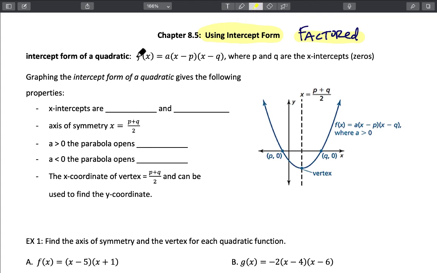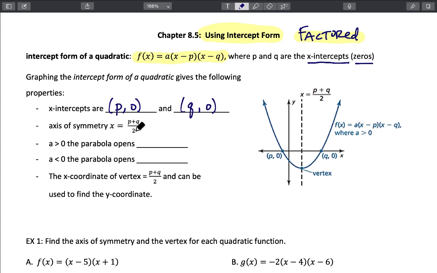Intercept form of a quadratic looks like this. f(x) is equal to a times (x minus p) times (x minus q), where x minus p and x minus q are the linear factors of that quadratic. These also lead us to our x-intercepts, or our zeros. Now, when it comes to graphing intercept form of a quadratic, we know that our x-intercepts are going to be the 2 points (p, 0) and (q, 0). And if you notice from up above here, that would take on the opposite signs of the p and the q values in the equation.